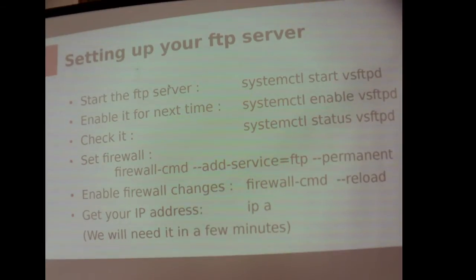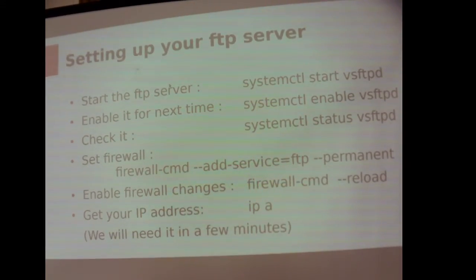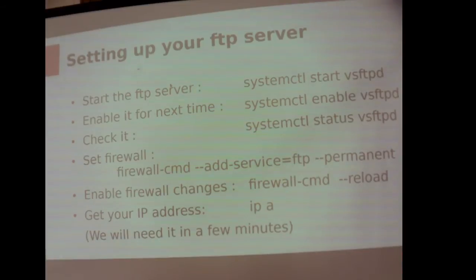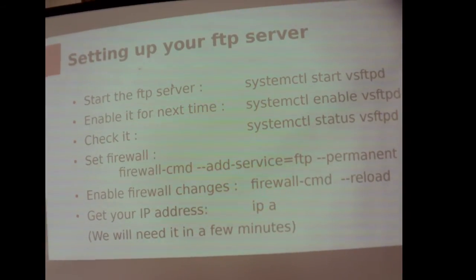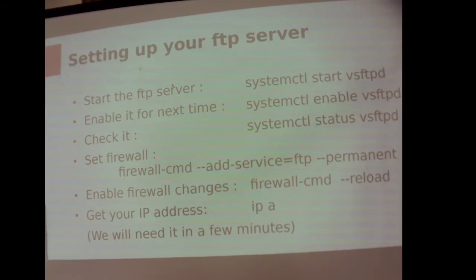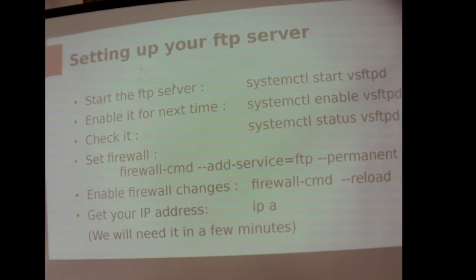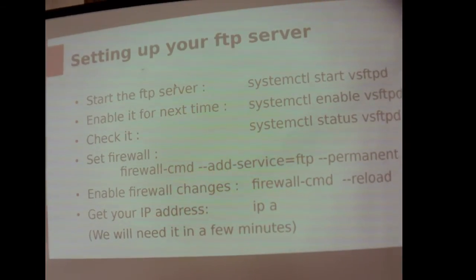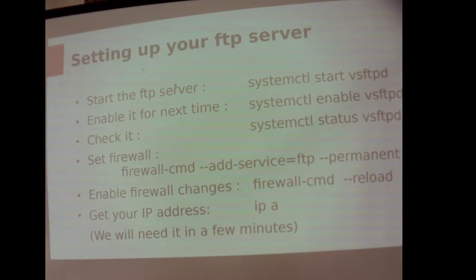Then you need to set your firewall to allow other VMs to connect through the firewall to your server. So you're going to do firewall-cmd --add-service=ftp and then --permanent, so that way it recurs the next time. All of this is root. To enable firewall changes, you do firewall-cmd --reload, unless you're planning on rebooting, in which case you don't have to bother. So let's go through those steps.